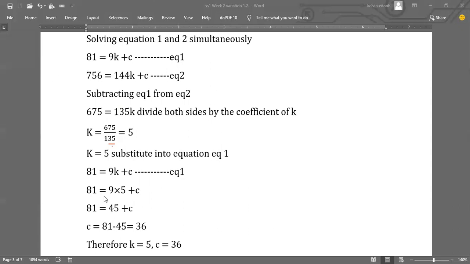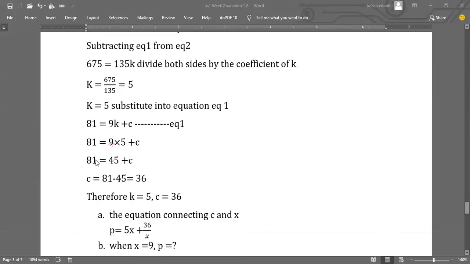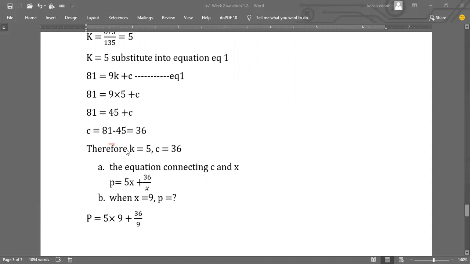So you're having 81 equals 9 times 5 plus C. So we work it out: 81 equals 45 plus C. Solve for C: C will be equal to 81 minus 45, which is 36. So therefore, we've got our constants. K is 5 and C is 36.